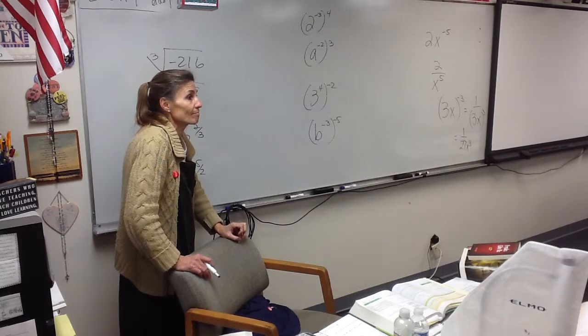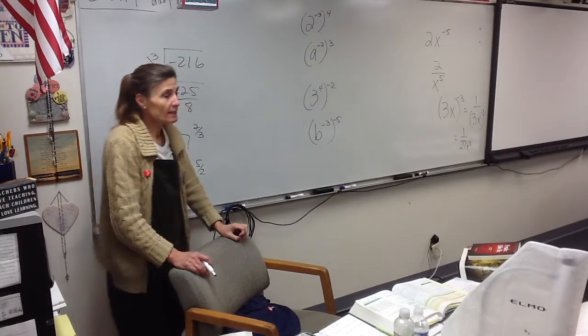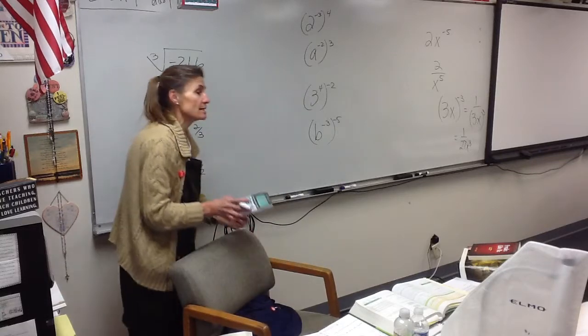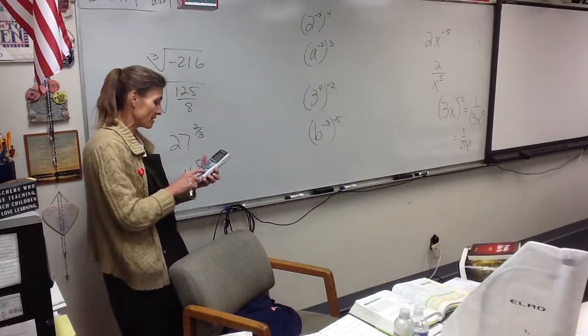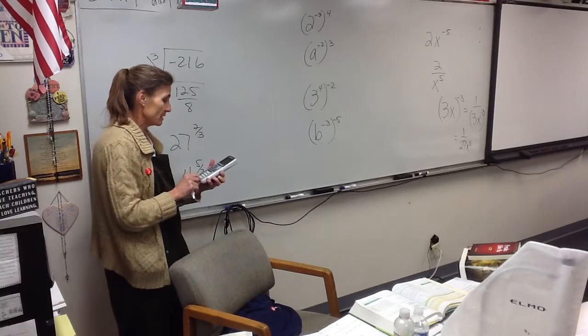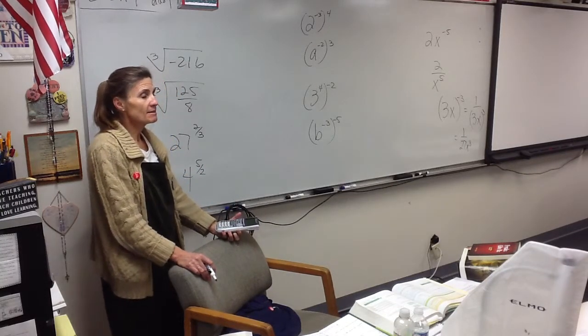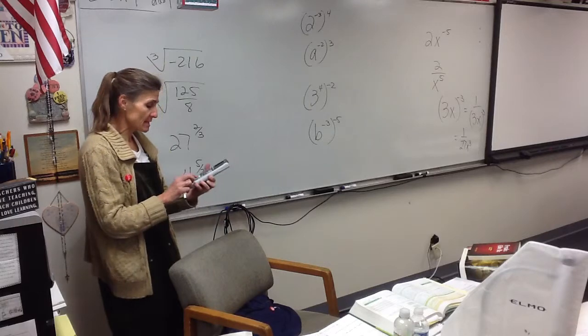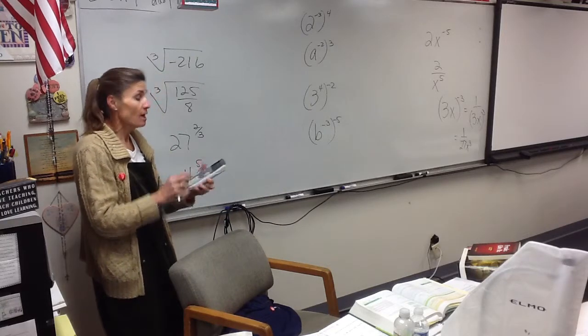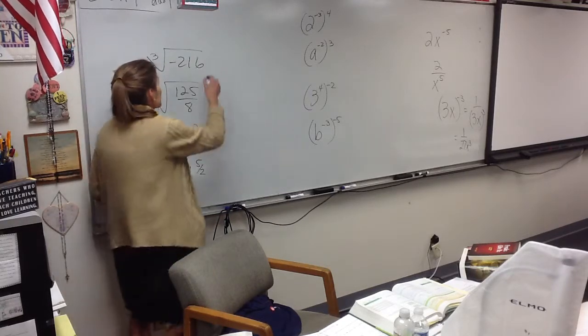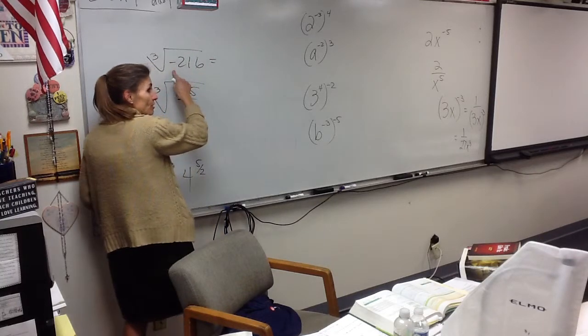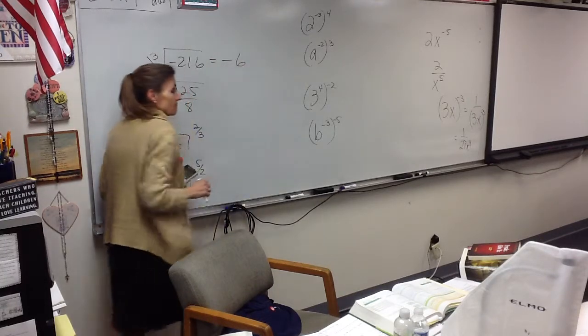Would it be like 216? That's 13? Well, you can check it. Take your calculator out and do 13 times 13 times 13. I think that's a little bit big. Yeah, that's 2,197. Okay. Ethan says 6. Let's see, 6 times 6 times 6 is 216. So the answer would be -6.